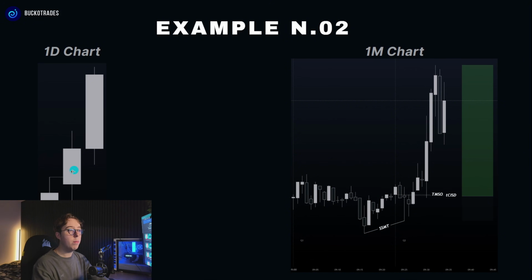So this day here closes above the previous day's high. So what does this indicate? A continuation within this following day right here. Again, we'd expect an open, low, high, close.